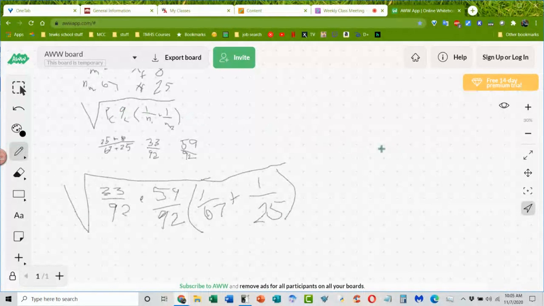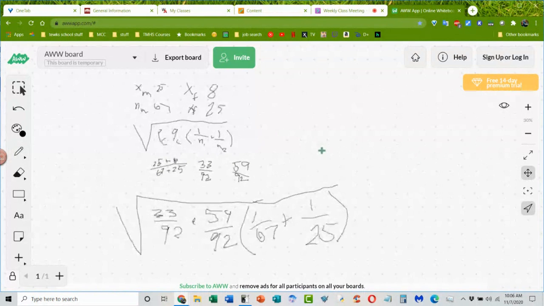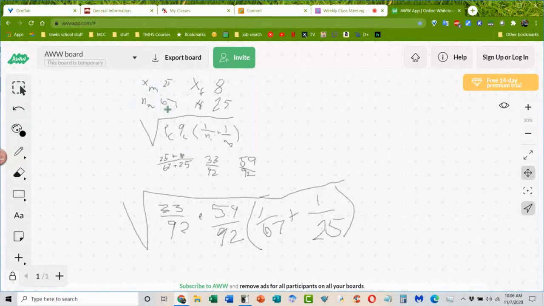So this is where these numbers come from. I had my successes over the total trials to figure out the combined proportion. So how many successes out of how many total trials? Then I multiply by the failures, whatever's left. I found 33 out of 92 people liked shopping electronics. So that's my P and my Q. And then I have to multiply that by 1 over the first sample size plus 1 over the second sample size. So that's where this 1/67 plus 1/25 comes from.